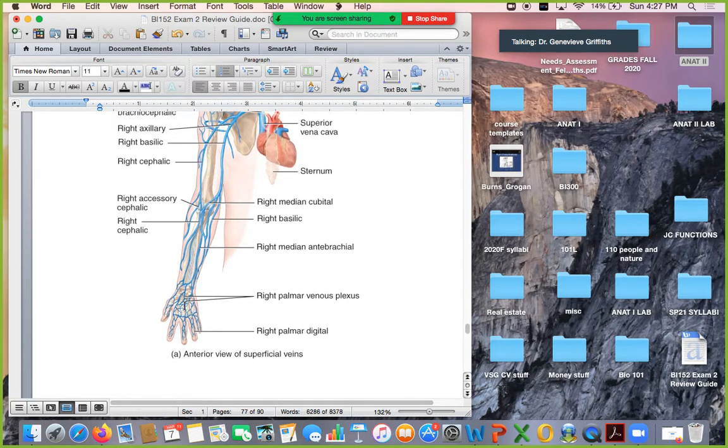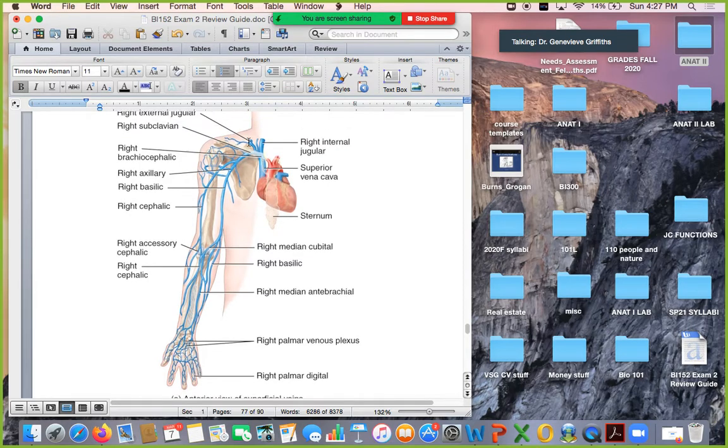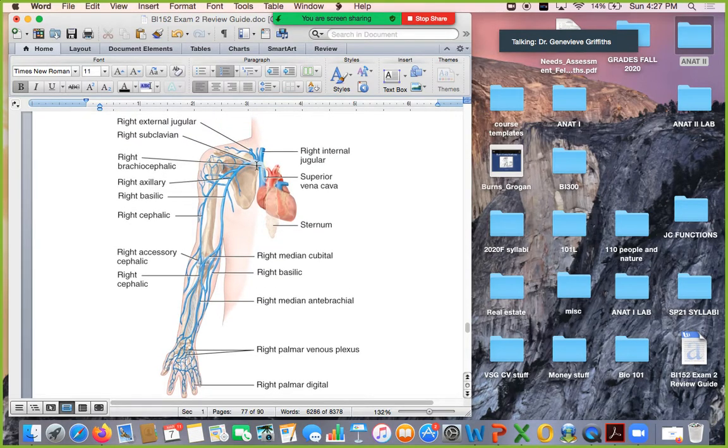The palmar digital feeding into the palmar venous plexus, feeding up through the median antebrachial. We also are going to have the cephalic here and the basilic here. These are going to feed up into the median cubital, which feeds the basilic, which becomes the axillary. This side is the accessory cephalic, which feeds the cephalic. All of those are going to come up and join together here at the subclavian, which eventually is going to join with the jugular, and the internal and external jugulars are then going to all feed into the superior vena cava, feeding directly into the right atrium.